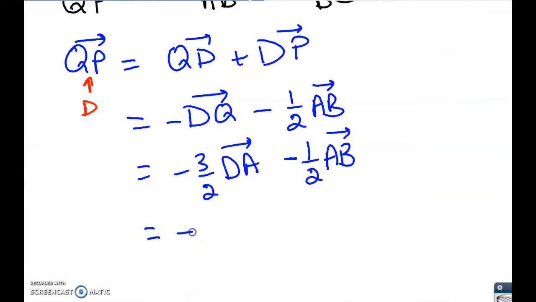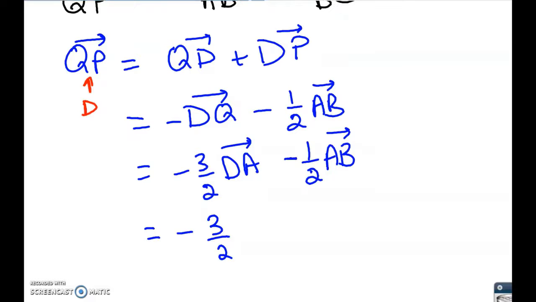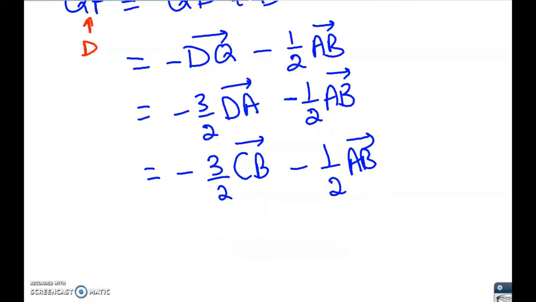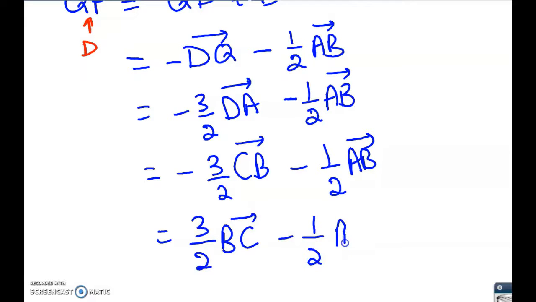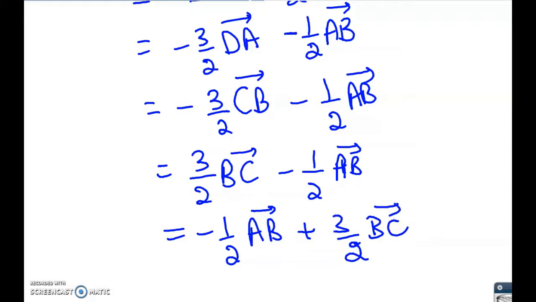So I will replace DA by CB because my goal is to reach something in terms of AB and BC only. So this is CB. Now, minus 3 over 2 CB is the same as 3 over 2 BC. So we get 3 over 2 BC minus half AB. So we were able to write the vector QP as a linear combination of AB, so it's a number times AB, which is minus half AB, plus a number, which is 3 over 2 times BC. So 3 over 2 BC.